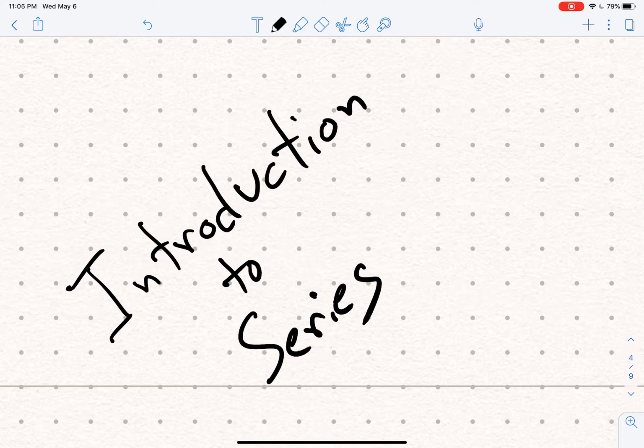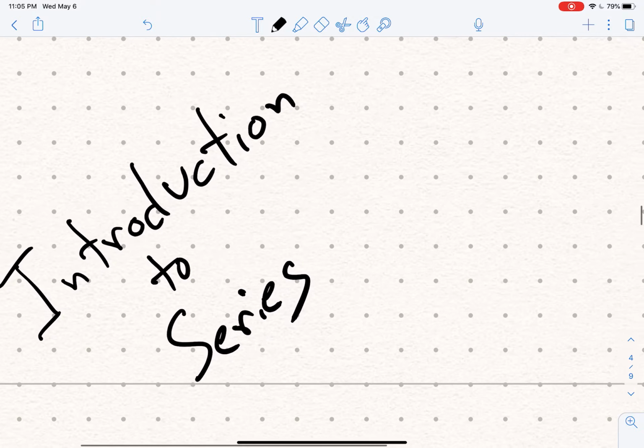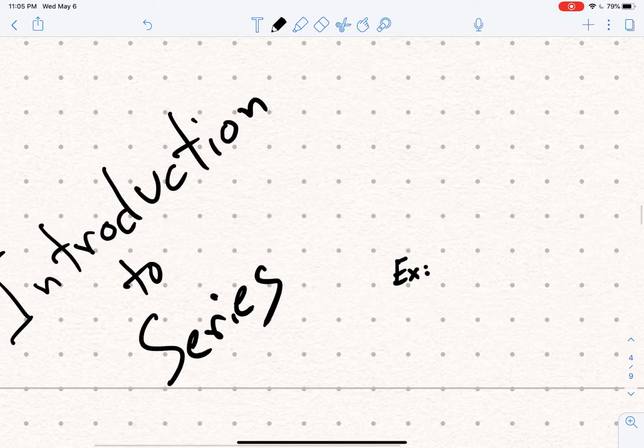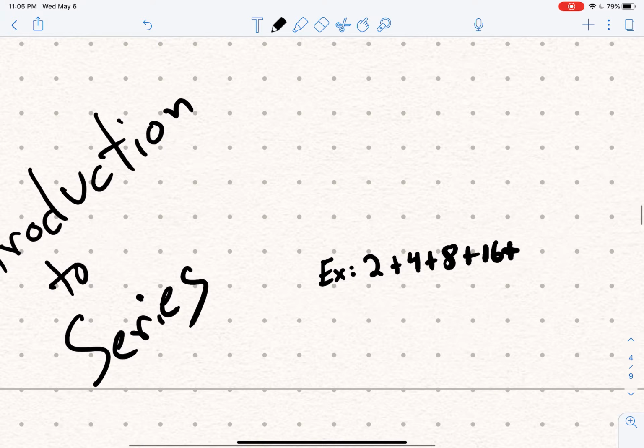Okay, let's talk about series. If a sequence is just a list of numbers, a series is just a list of numbers with plus signs in between them. It's what you get when you add up a list of numbers. So an example of a series would be something like 2 plus 4 plus 8 plus 16 plus 32. This is an example of a series.